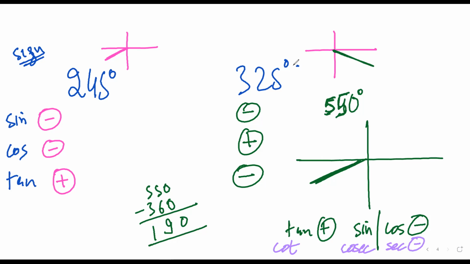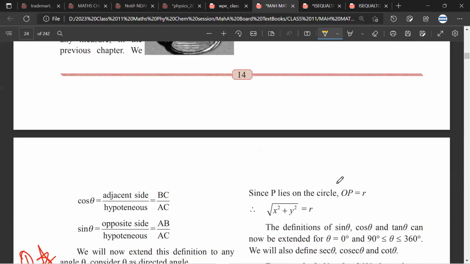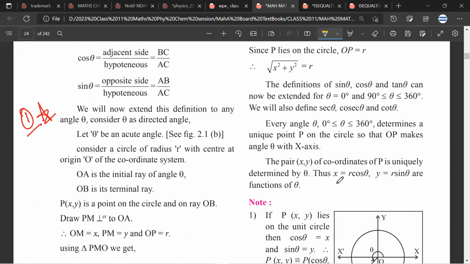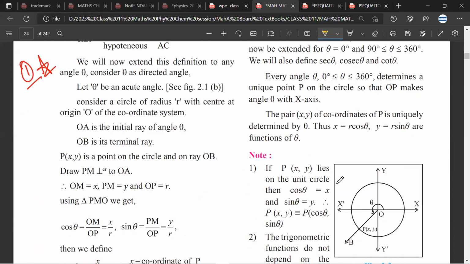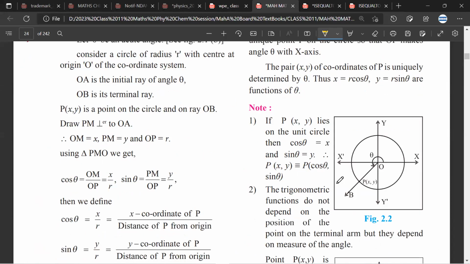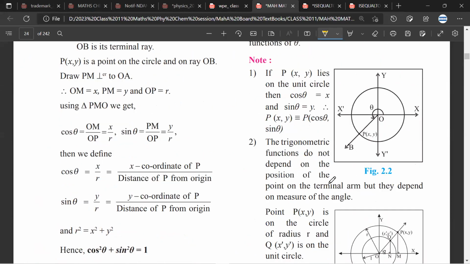So till now we have done two things. One is we have extended the value of cos and sine. Are you okay? Any doubt? No. So this is what we did. We defined the value of cos as x by r. We defined the value of sine as y by r.